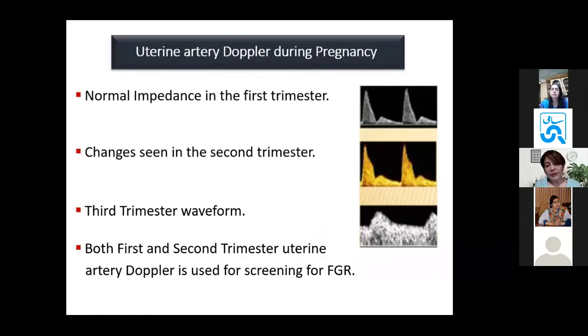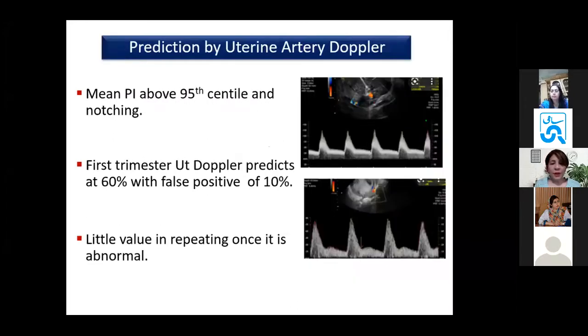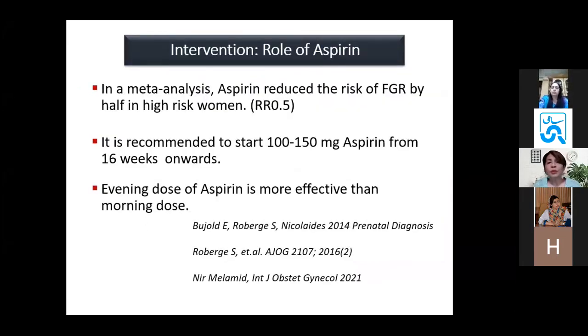Uterine artery is used both in the first and the second trimester for screening for fetal growth restriction. And we've already talked about the first trimester, where uterine artery predicts about 60% of cases with a false positive of 10%. There is very little value to actually repeat once you find it abnormal. Now, the importance of uterine artery is that we have an intervention like aspirin, and more recently in the meta-analysis, aspirin has been seen to reduce the risk of fetal growth restriction in high-risk women by half, with a relative risk of 0.5, provided you start your aspirin before or at 16 weeks of gestation, and the recommended dose is between 100 to 150 mg. It has been seen that the evening dose of aspirin is more effective than the morning dose.